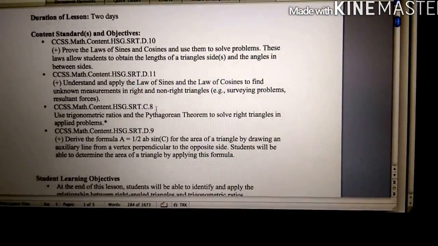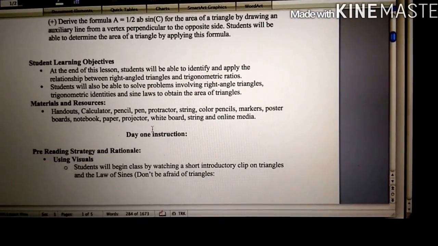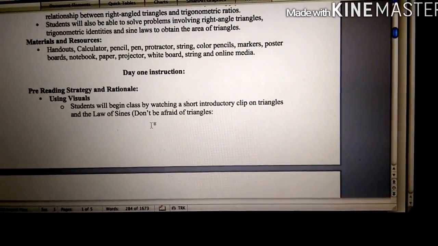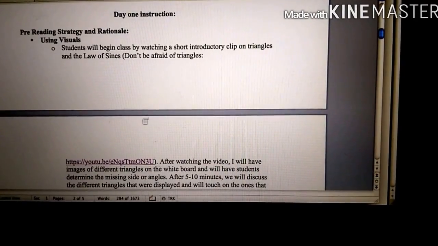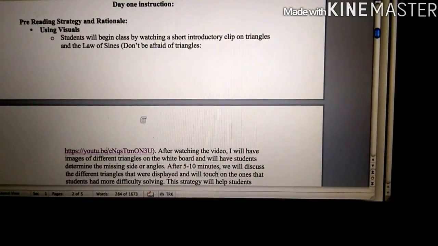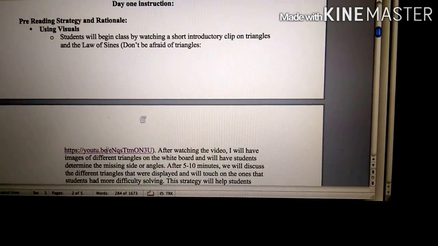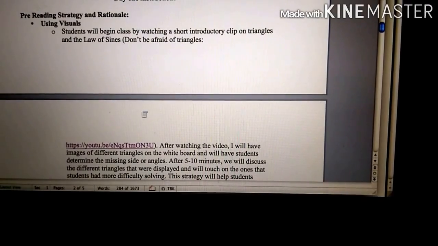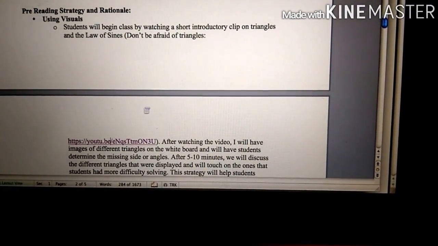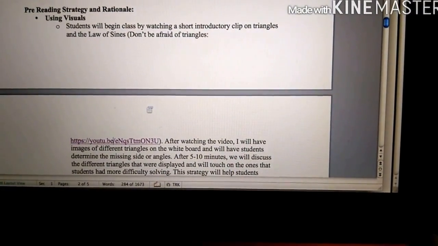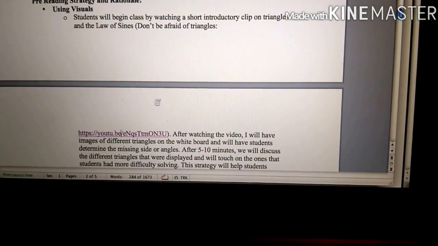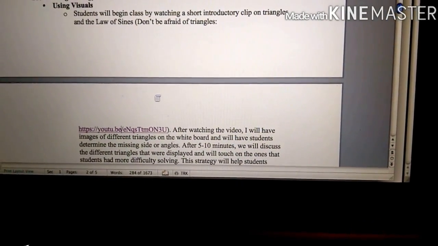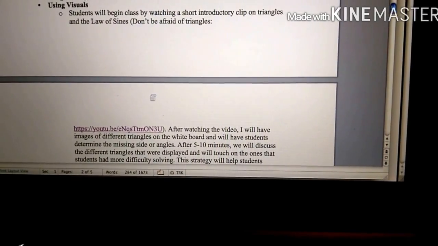In my video, I will be using visuals for my pre-reading strategy. The video that the students will be watching is a 3-minute long video on right angle triangles. It's called Don't Be Afraid of Triangles. This video basically teaches students the basics of right triangles and the trigonometry associated with it.